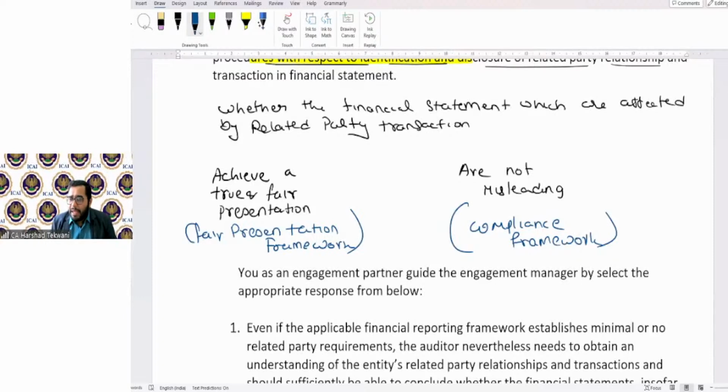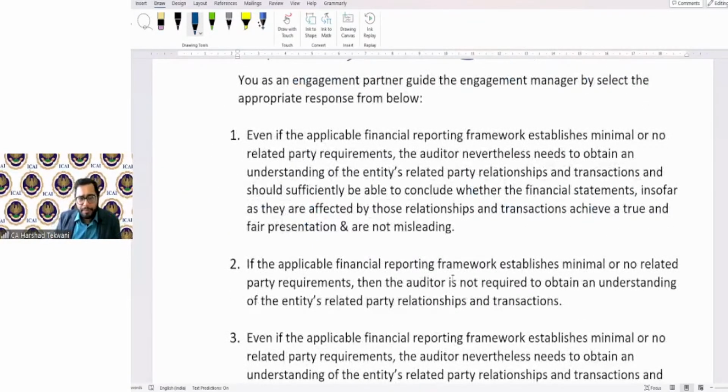It can be misleading. And hence, accordingly, we need to understand what is not misleading and how we can ensure what is an appropriate disclosure of related party transaction, even when there is no requirement of the financial reporting framework. So it doesn't matter whether your financial reporting framework is prescribing any requirement or not. You need to test. However, if there is a requirement of the financial reporting framework, you need to test more. You need to look after more areas. But this is the minimum that you need to look for. So let's see the options.